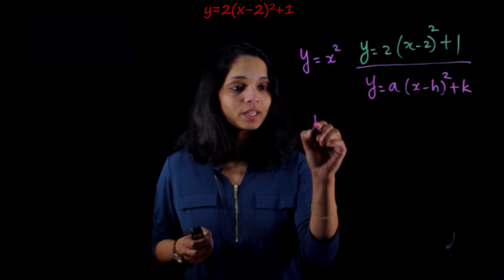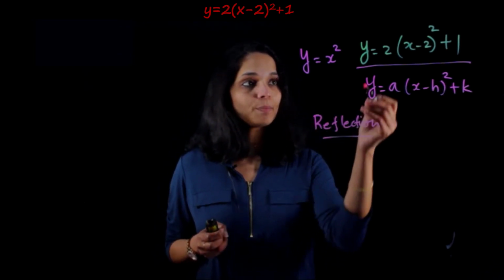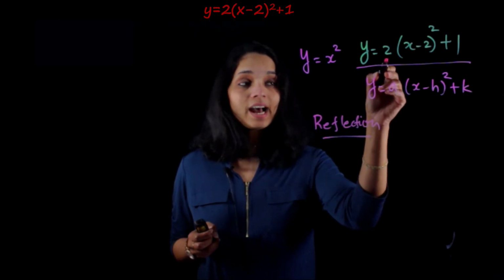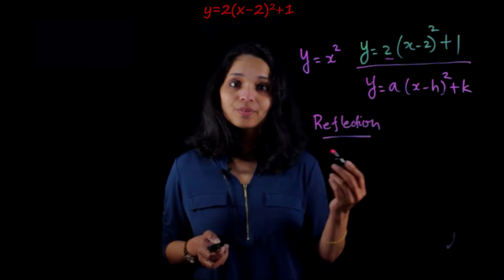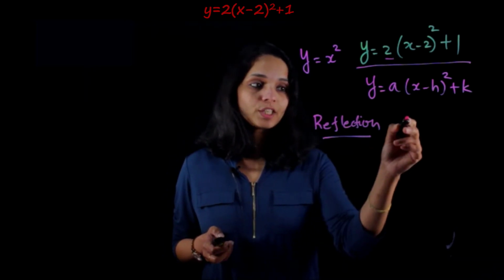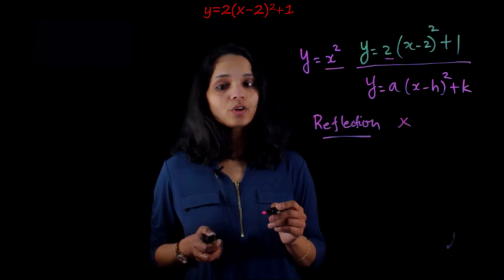First of all, a reflection. Reflection is determined by the sign of a. Here a is 2, which is positive, so the graph is still concave up. There's no reflection compared to y equals x². So, no reflection.